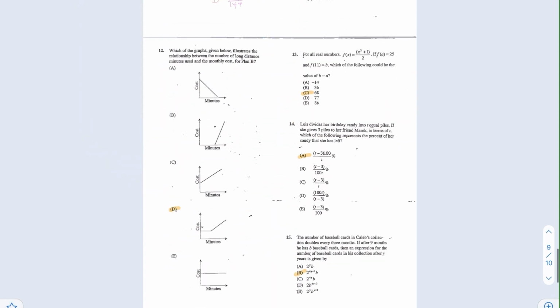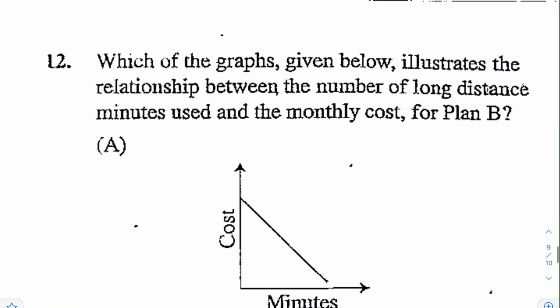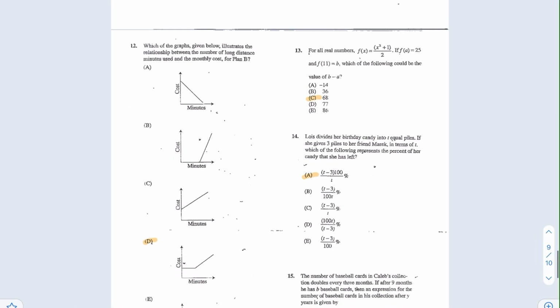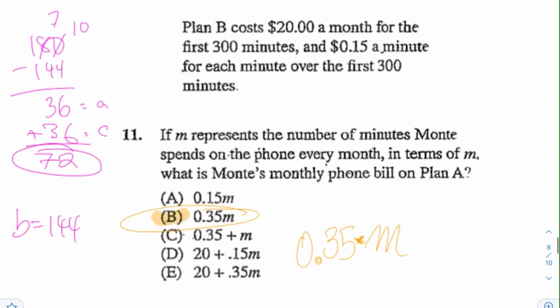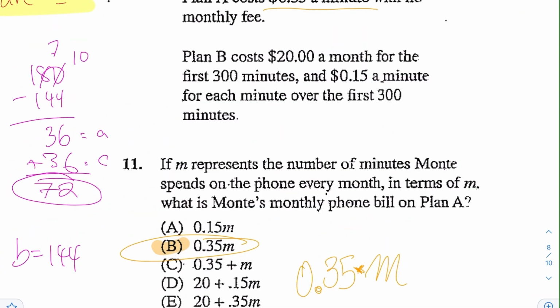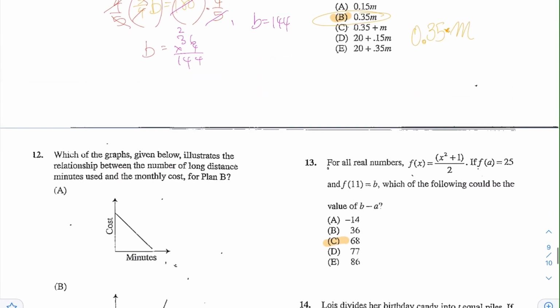And then for question number 12, which is also related to the question before, which of the graphs given below illustrates the relationship between the number of long distance minutes used and the monthly cost for Plan B? So you want to take a look at Plan B. So Plan B starts at $20 a month for the first 300 minutes.